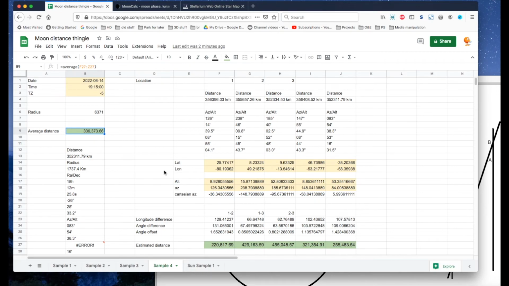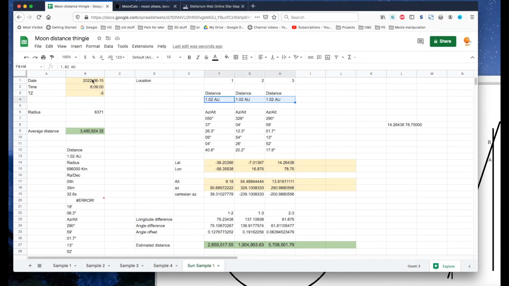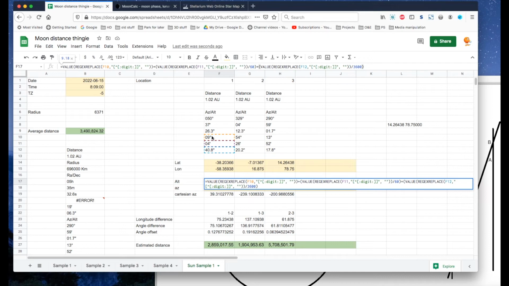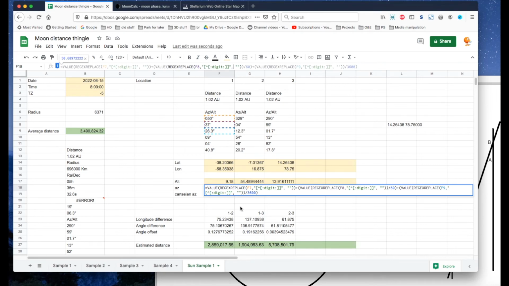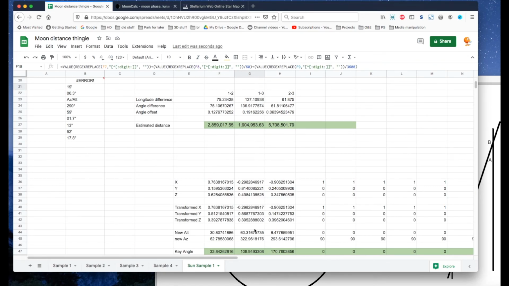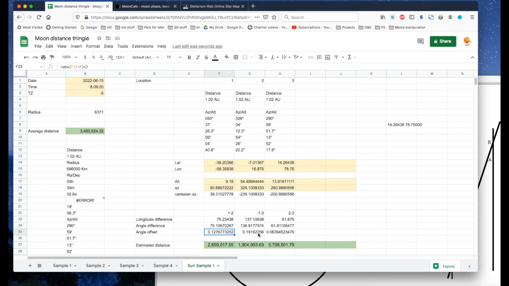And seeing how relatively successful that was, I thought I would apply the same process to the sun. So according to Stellarium, on June 15th of this year, the distance to the sun is going to be 1.02 AUs. In this case, I added a few extra calculations. This is a copy-paste of what is provided by Stellarium, and then I let the computer calculate and transform these values into altitudes and azimuths as expressed by real numbers. The transformation process is the same. The angle offset is the same kind of calculation as before.